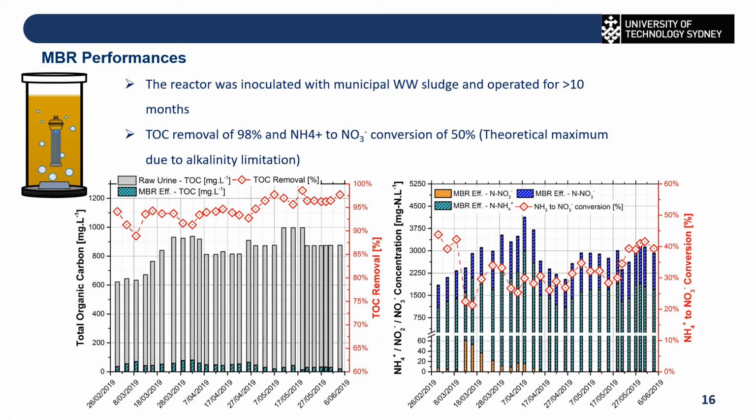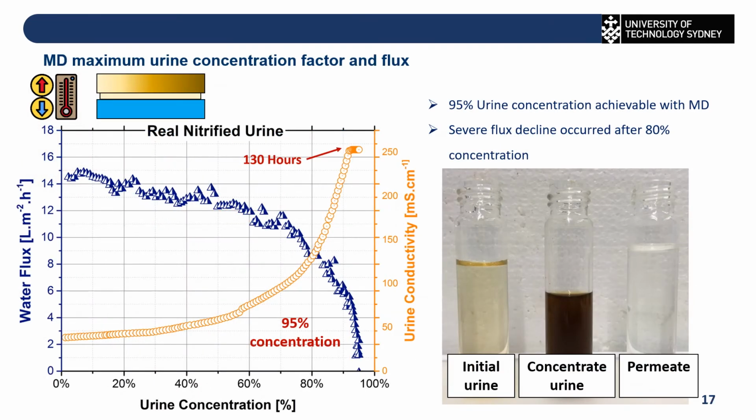The MBR reactor was inoculated with municipal wastewater sludge and treated for more than 10 months. And then TOC removal of 98% and ammonia to nitrate conversion of 50% was achieved from this technology.